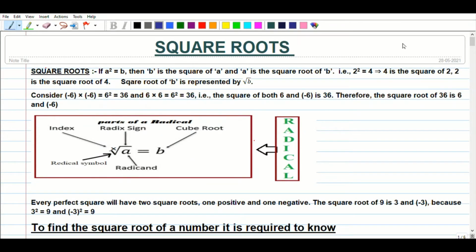Hi learners, and welcome to a new topic, square roots. Today we will discuss the topic of square roots.